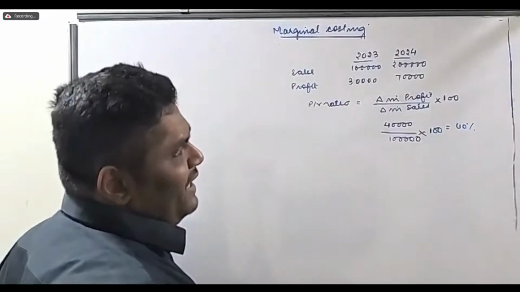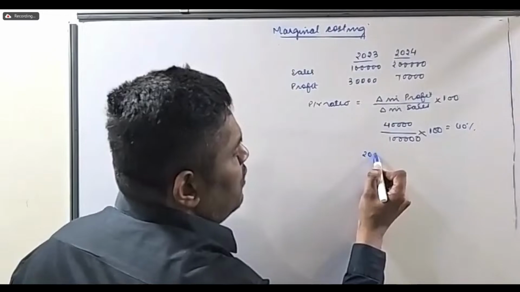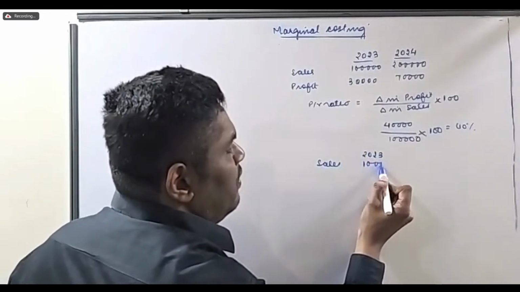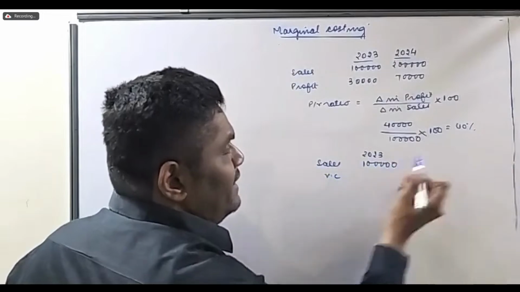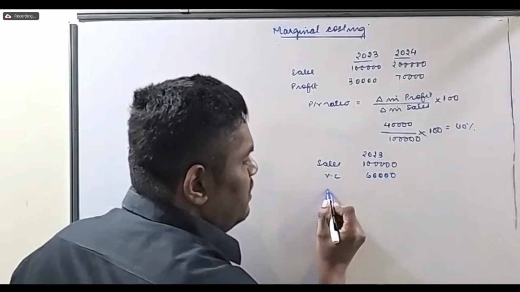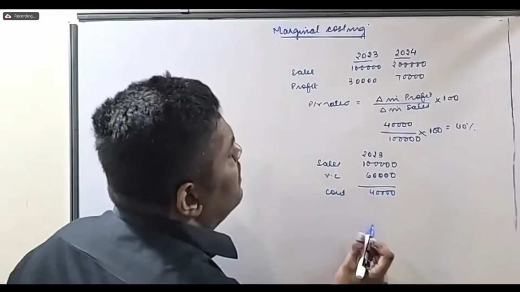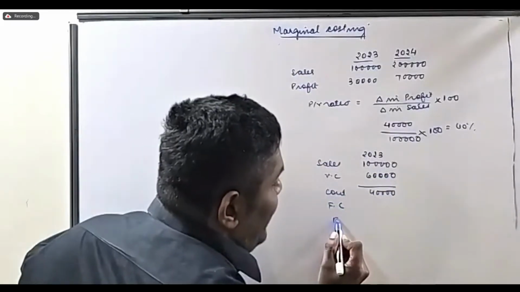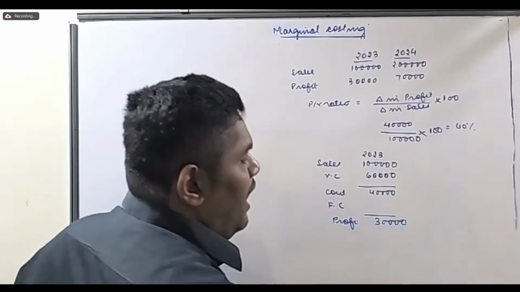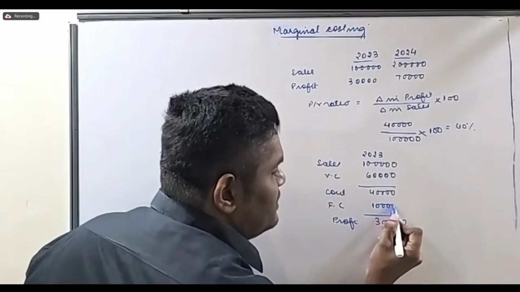Now after PV ratio is calculated, we can easily calculate the fixed cost also. See, my sales is 1 lakh. Since PV ratio is 40%, variable cost will be 60,000 and contribution will be 40,000. My profit is given, that is 30,000. So how much will be my fixed cost? Contribution minus profit will be my fixed cost, that is 10,000.